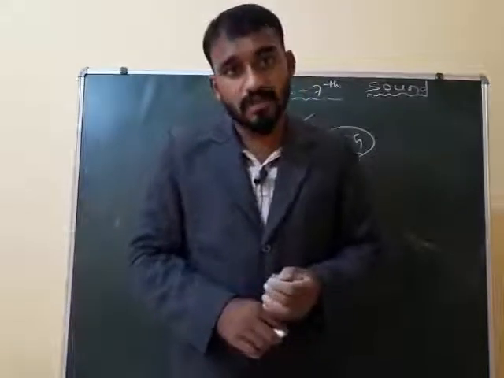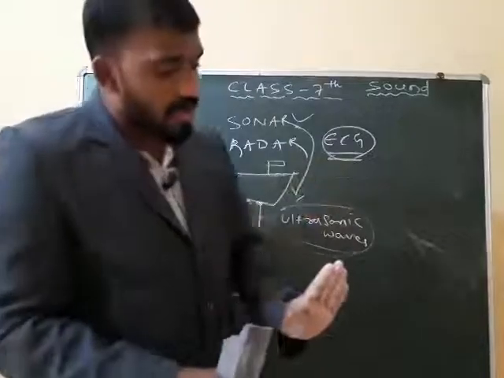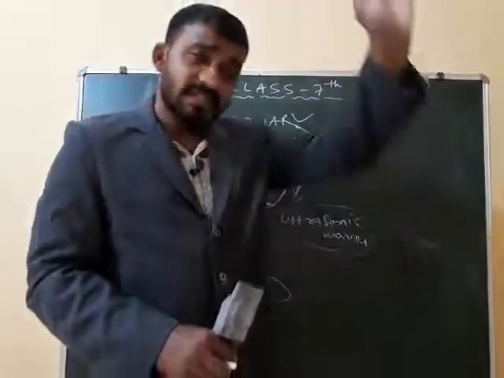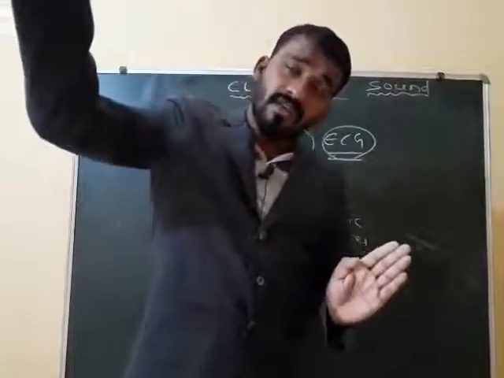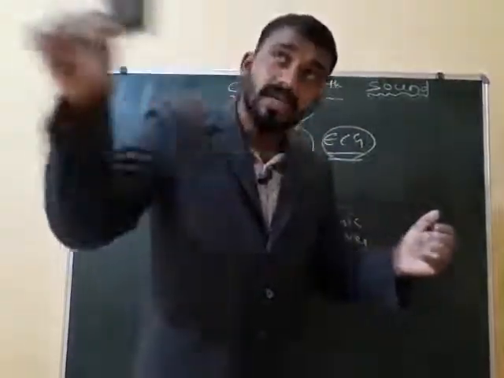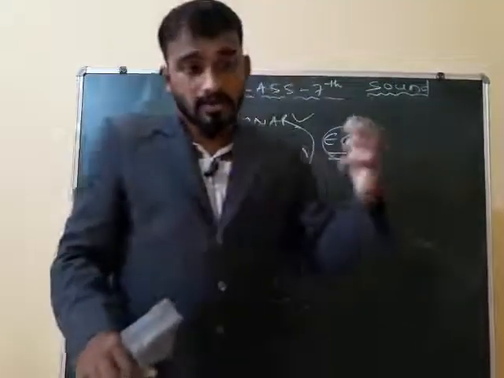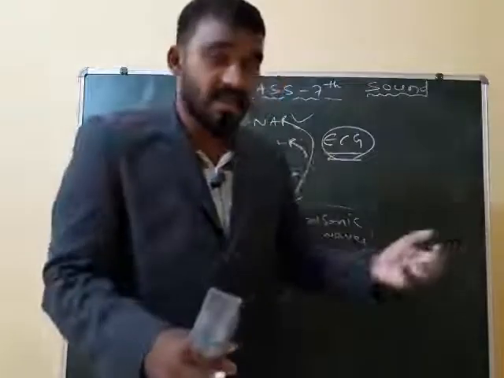Clear this much? Sonar and radar. Where we use radar, we transmit radio waves, so that if any enemy's aeroplane, war jet, or flight passes our border, we will be able to identify it, because it gives a siren and it gives the image.